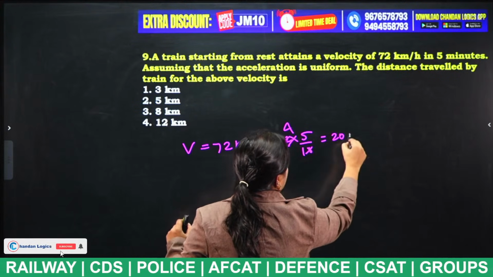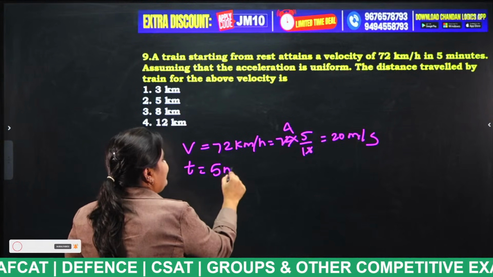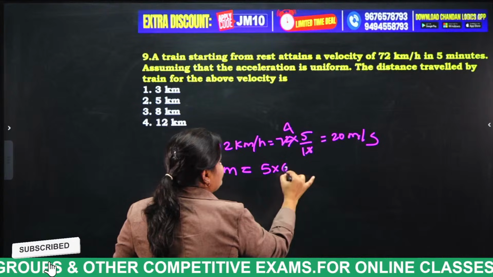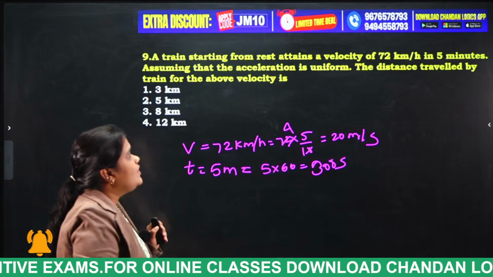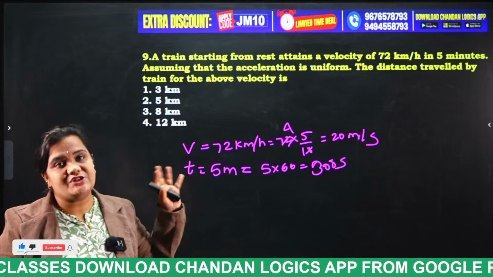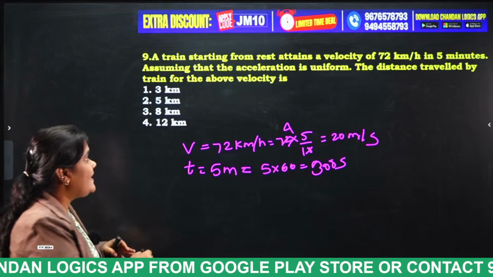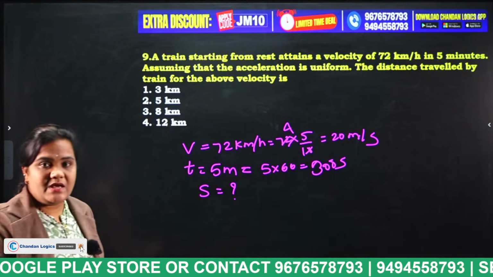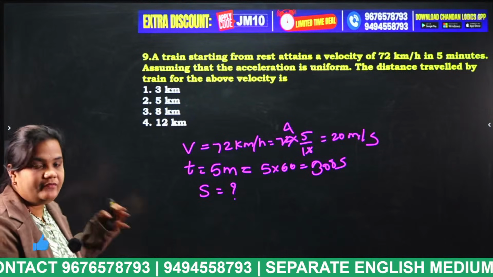20 meters per second. And finally time is equal to 5 minutes. 5 minutes means we have to convert into seconds. 5 into 60 is equal to 300 seconds. And finally, what do you have to find? They have given that acceleration is uniform. What do we have to find? We have to find the distance travelled, denoted by S. Okay, in order to find S, first of all, write down all the laws of motion formulas, students.